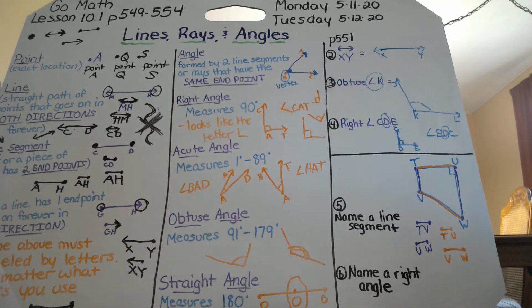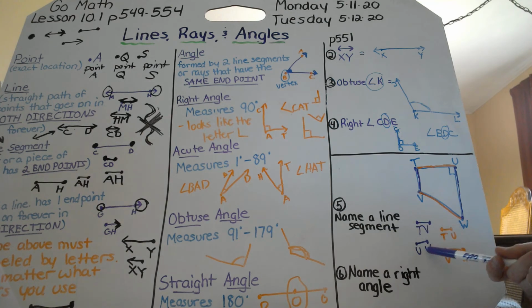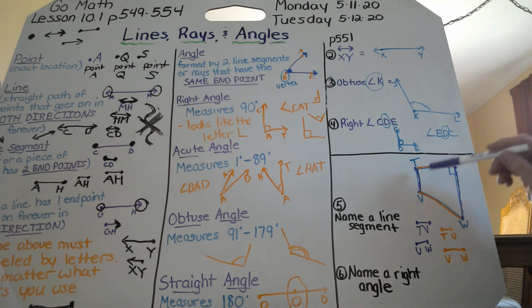So there can be 4 different answers there. It only asks for 1, okay? But you can have any of these 4, as long as there's 2 endpoints. So this shape is actually made up of 4 line segments.